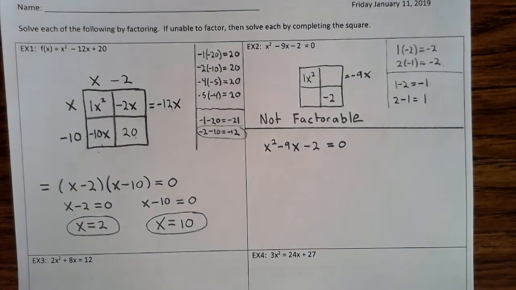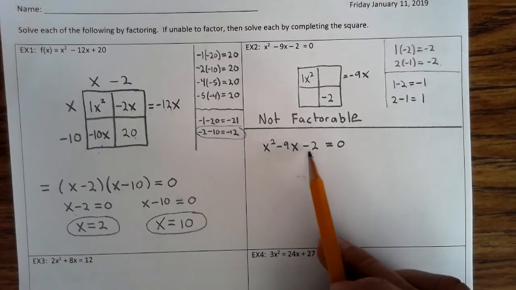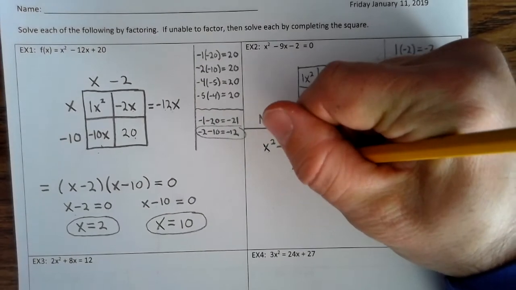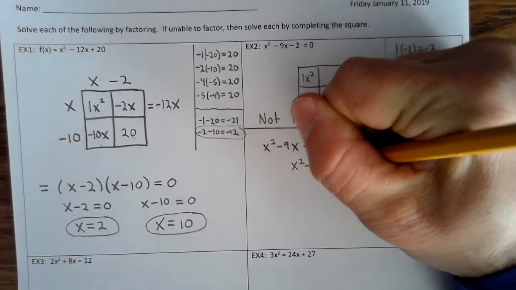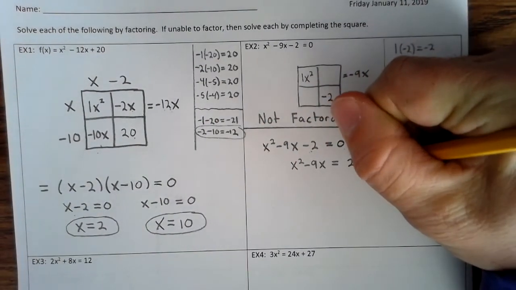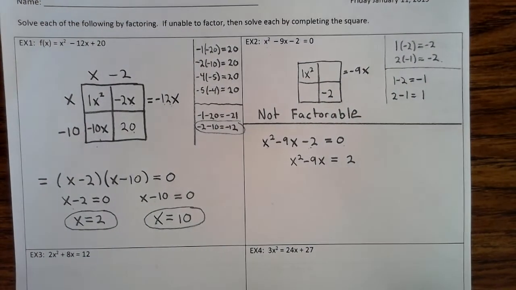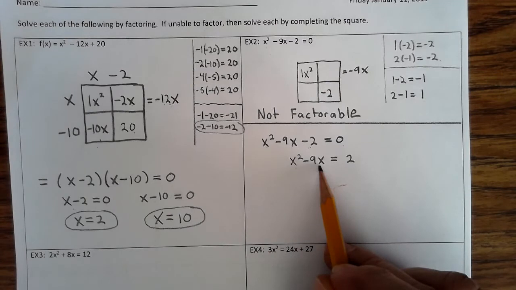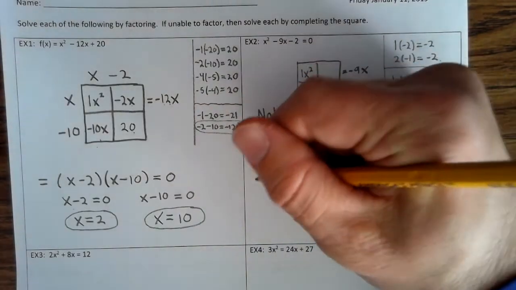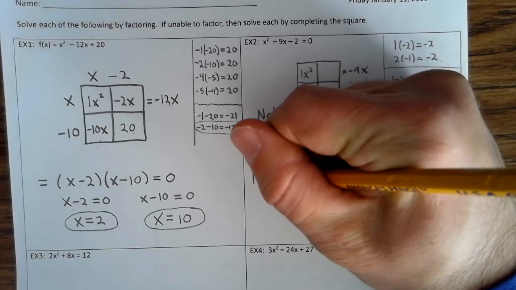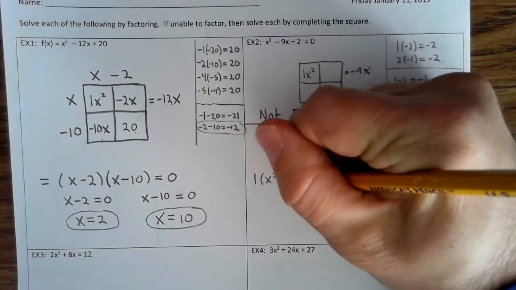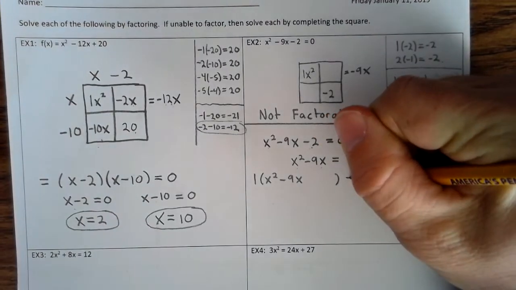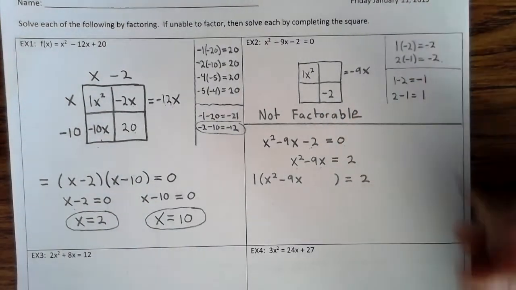Now, before we do anything else, we only need to work with these two terms. So we need to move the negative 2. So we're going to add 2 to both sides. So that's x squared minus 9x equals a positive 2. Now we can complete the square here. Okay, so then I'm going to factor out a 1 from both terms. That leaves x squared minus 9x. We leave space here for the completing the square part, equal to 2.